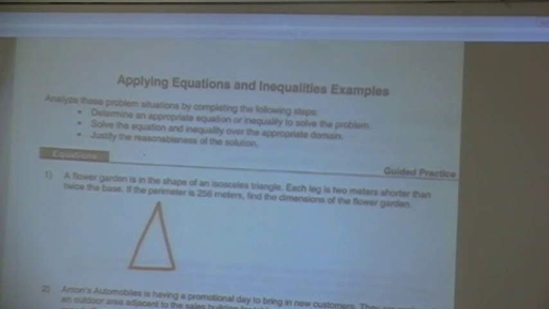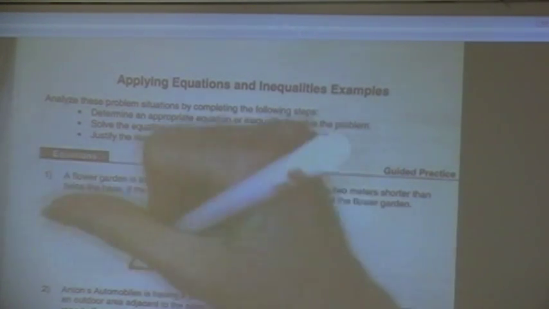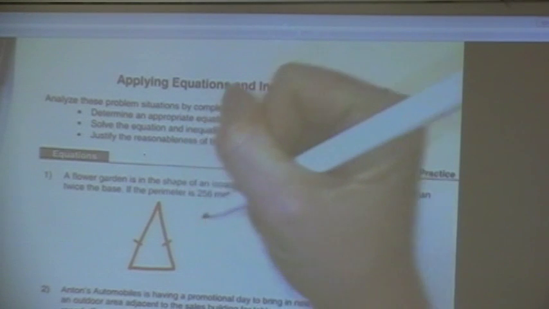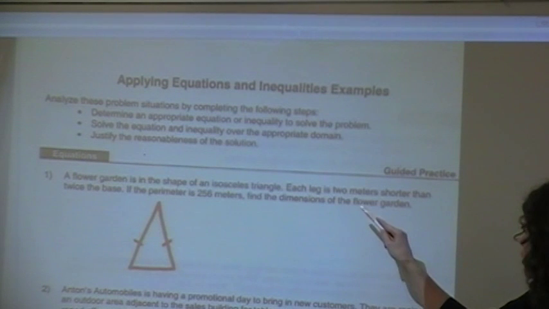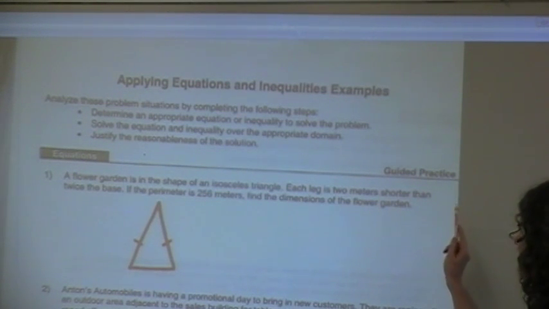And this specifically said it's an isosceles triangle, so I made mine sort of look like an isosceles triangle, and I'm also going to do this to it. What do those things mean? That they're the same length. So this is an isosceles triangle. Those are also, the two that are the same length are called the legs. So it says each leg is 2 meters shorter than twice the base.